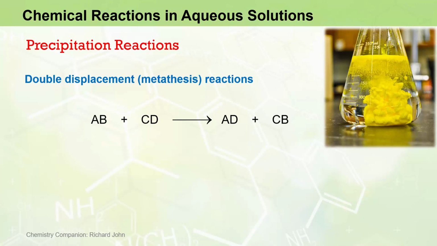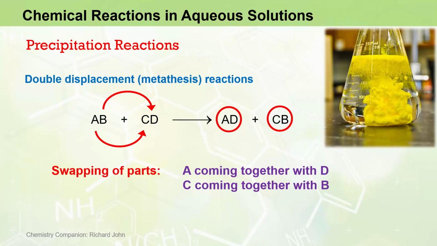As a quick recap, let's look at this general reaction scheme here. AB plus CD goes to AD plus CB. What's happening here is A is displacing C to form the compound AD, while at the same time B is displacing D to form the compound CB. In effect, what we have is a swapping of parts, with substance A coming together with substance D and substance C coming together with substance B.